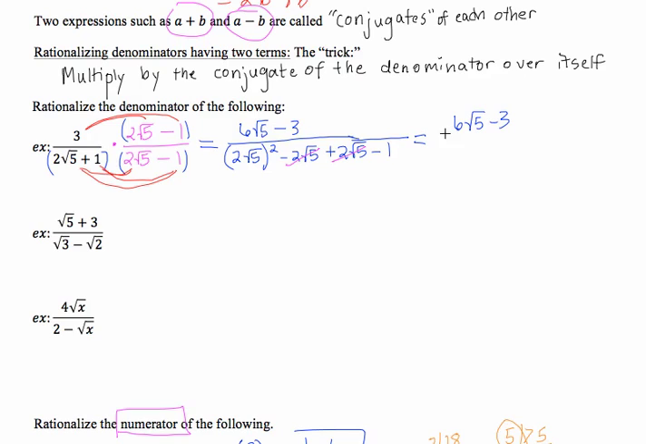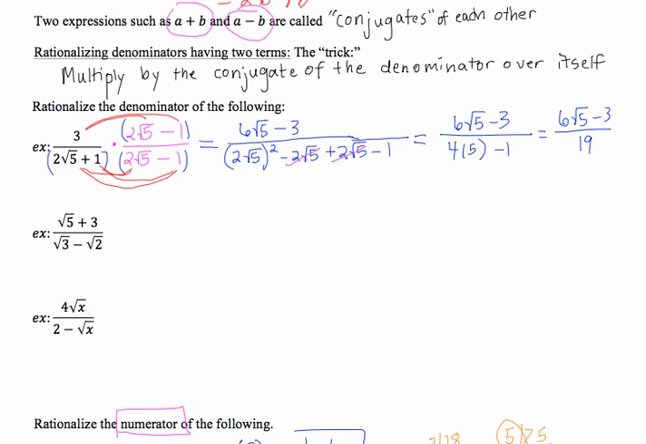So in the numerator we have that, and in the denominator, let's see, if we square this out, we have the 2 squared and the radical 5 squared. 2 squared is 4, radical 5 squared is 5, and then we have this minus 1 over here. So let's keep simplifying. We have 6 radical 5 minus 3 over, this is 20, minus 1 is 19.